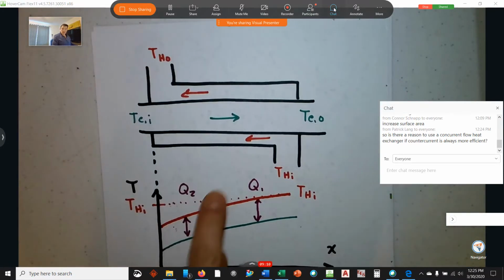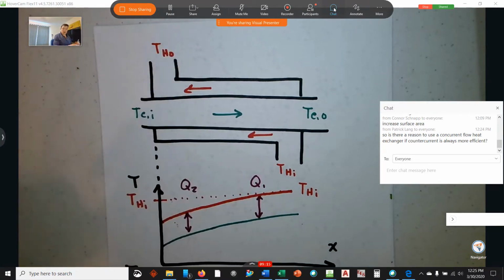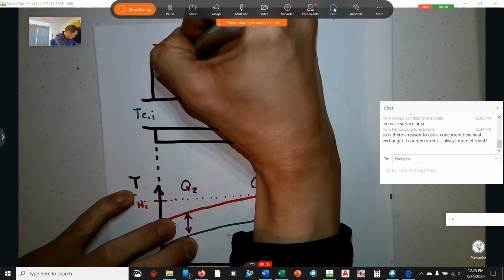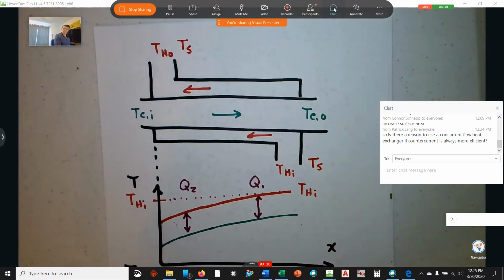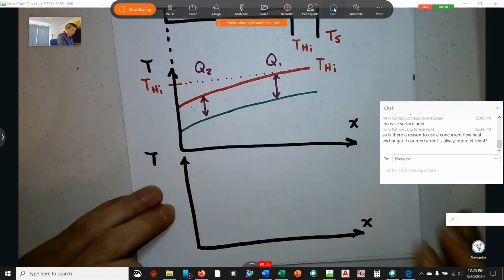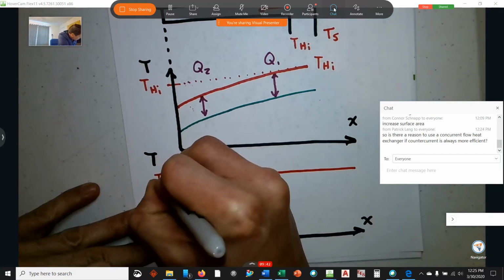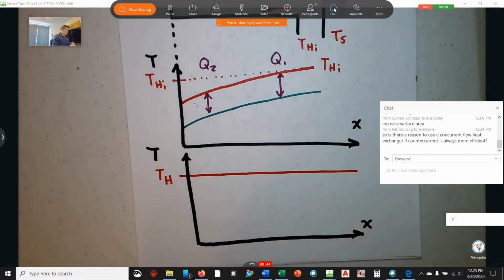What if this is steam, and so THI and THO are just T steam and T steam? If it's atmospheric pressure, it's 100 degrees Celsius. It comes in at 100 degrees Celsius as a saturated vapor, and it leaves at 100 degrees Celsius as a saturated liquid. And so if there's no delta to speak of here, we'll call it TH or TS, then this won't make a difference.